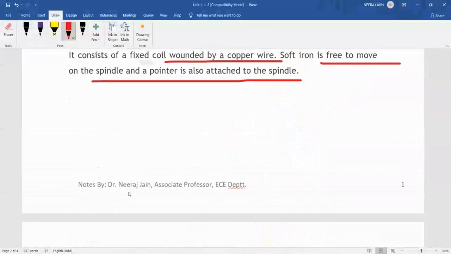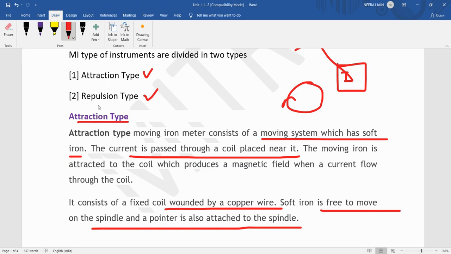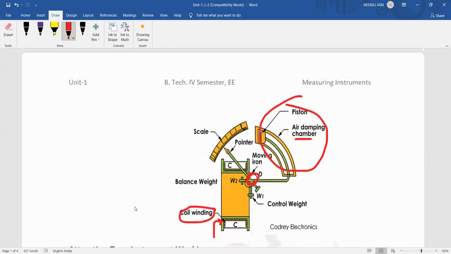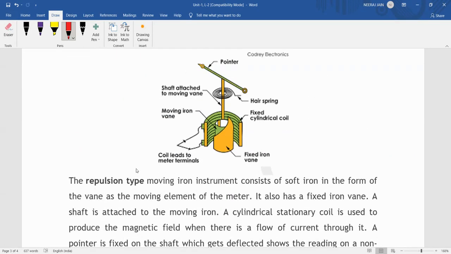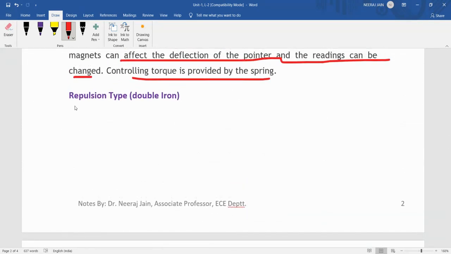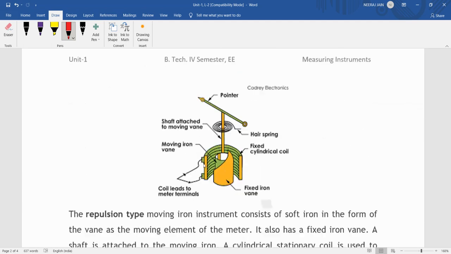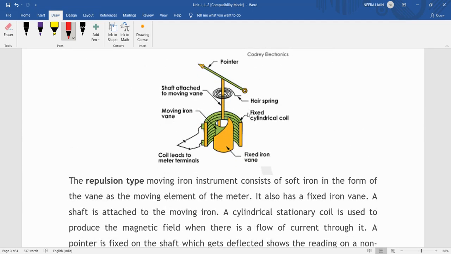Now we have seen the attraction type. Now we will see the repulsion type of instrument. In the repulsion type of instruments, बेसिक कंस्ट्रक्शन यहाँ पर बताया गया है, the basic construction of the repulsion type instruments is shown here.